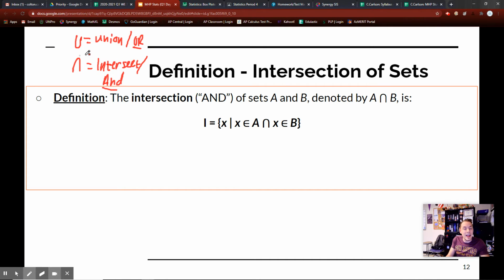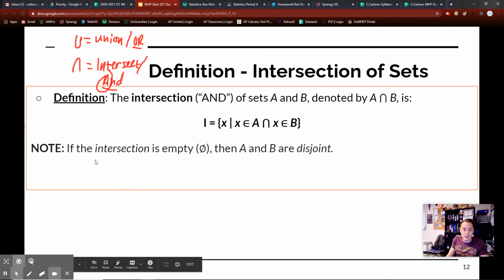Because it looks like an A. Think about it like that. So if that helps you, if it looks like an A, an upside down U, it's "and," because that's an A. So that helped me when I kind of went through it and learned it the first time. So the intersection is an empty set.